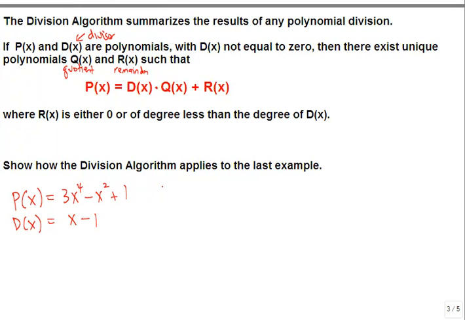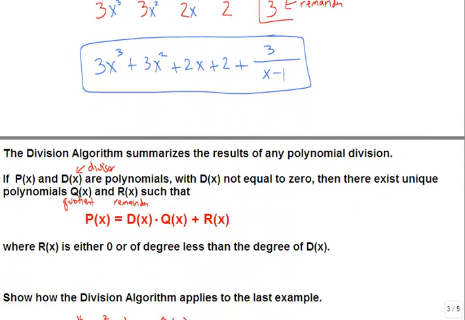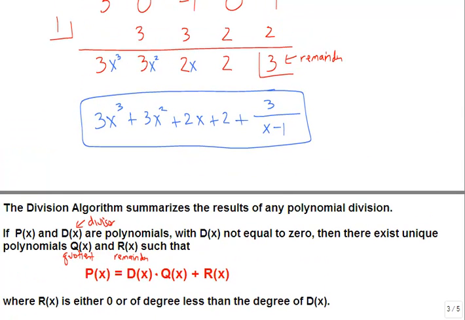The q of x that they're referring to in this division algorithm, that's the quotient. So that would be this polynomial down here, not including the remainder at all. So this 3x cubed plus 3x squared plus 2x plus 2. And then the remainder, in the notation that we're using here, we want our remainder to be a polynomial, not a fraction. So our remainder is going to be just this remainder number, just the 3.